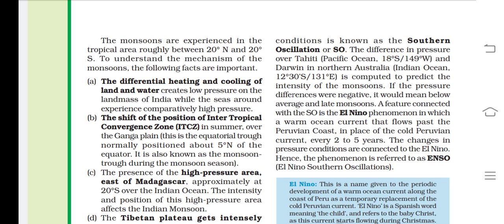It is an equatorial trough which is positioned about 5° north of the equator. Okay, it is a trough positioned 5° north of the equator. And it is also known as the monsoon trough during the monsoon season. So the shift of the position of this intertropical convergence zone also affects the monsoon.